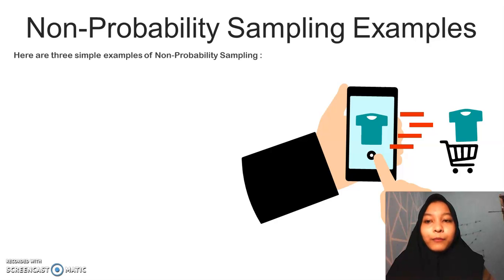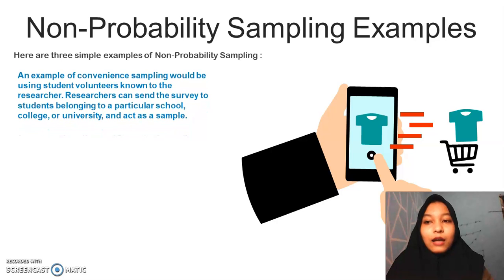Here are three simple examples of non-probability sampling. First one, an example of convenience sampling would be using student volunteers known to the researchers. Researchers can send the survey to students belonging to a particular school, college, or university, who act as a sample.